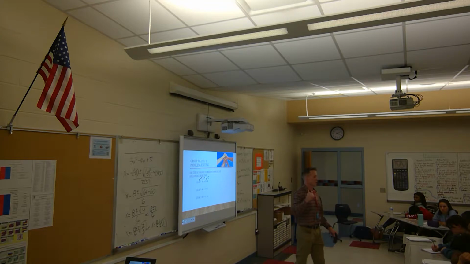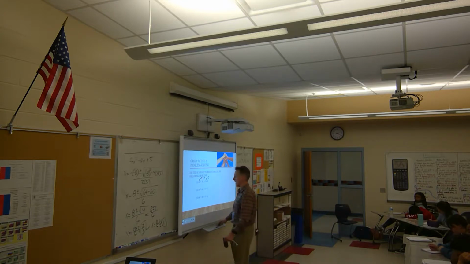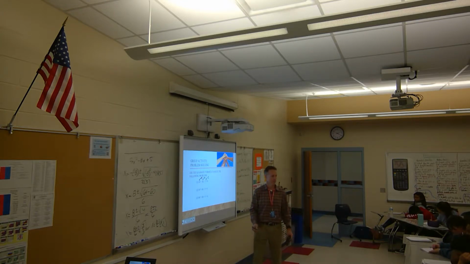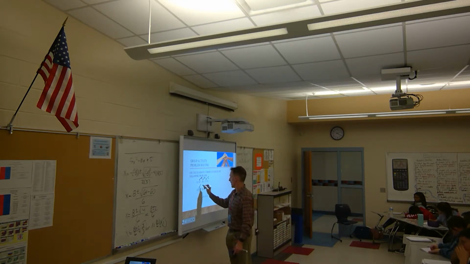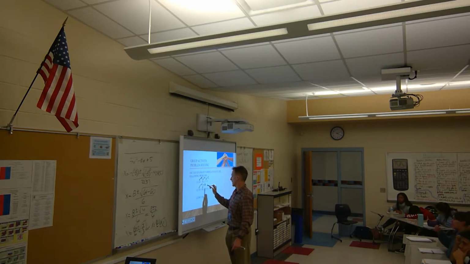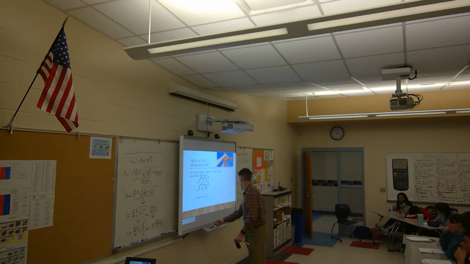Now, let's go to my center teams. Anna is going to tell us what's A. 5. All right, here's A. What's B? Negative 8. And what's C? 5. All right, nice job.